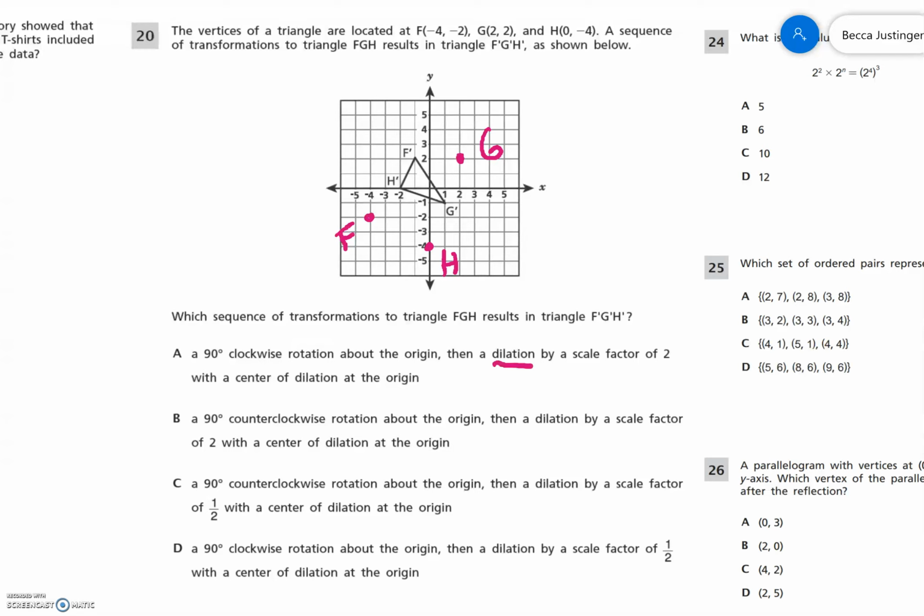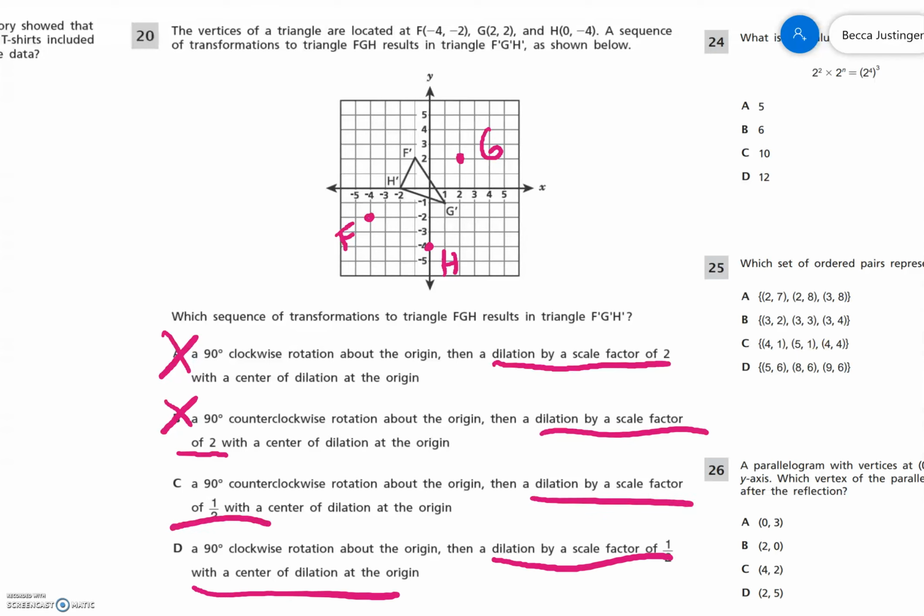A dilation with a scale factor of 2 would make it bigger. A dilation with a scale factor of 1/2 would make it smaller. So now let's figure out if we're going to rotate it. Both rotations are 90 degrees. It just depends on whether we're going clockwise or counterclockwise. I want F to go onto F'. That direction is clockwise.